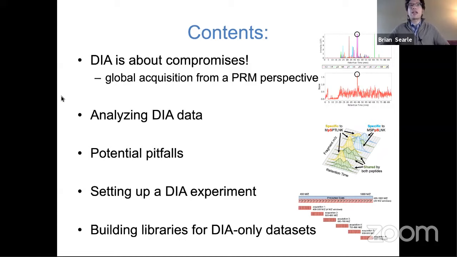However, if you did gas phase fractionation, or if you did multiple narrow precursor isolation windows, you can still use a Waters QTOF and analyze that data with EncyclopeDIA, as long as you do a more traditional DIA type of experiment.